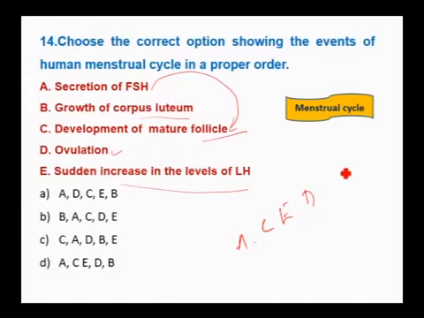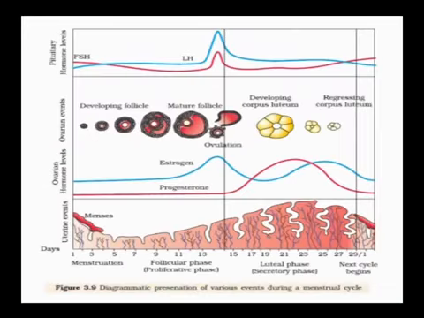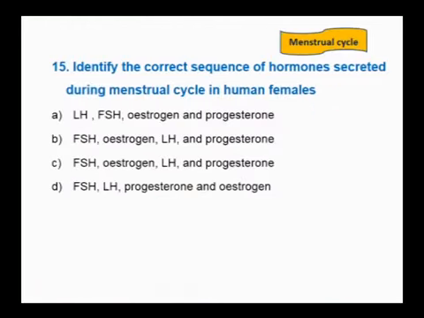And the last one is B, that is growth of corpus luteum. So the option that has this is option D. So all these options are in D, therefore the right option is D. This is the various events of menstrual cycle. Identify the correct sequence of hormones secreted during menstrual cycle in the human female.